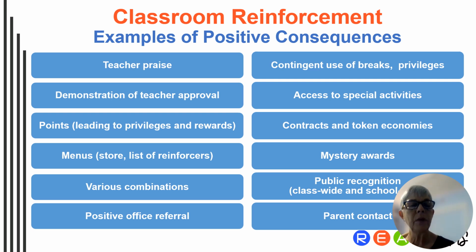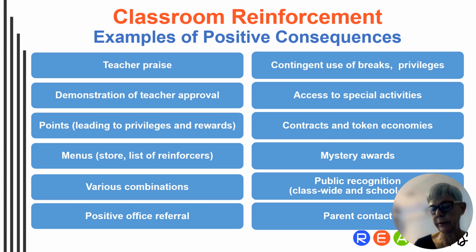well. Others: contingent use of breaks or privileges, access to special activities, of course. We talked a little bit about the token economy. There could be mystery awards, public recognition, like student of the month or class of the month, and then always, that parent contact or family member contact. Typically when they see the school's number, for some parents it's not always such a good phone call. So it would be great if we could call parents when students are doing good things and making positive contributions to the classroom.